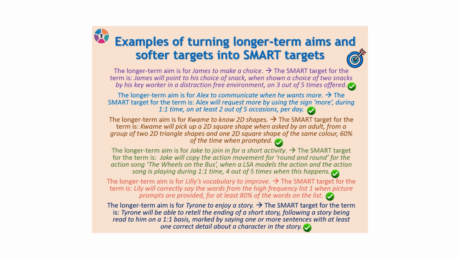The longer-term aim is for Tyrone to enjoy a story. The SMART target for the term is Tyrone will be able to retell the ending of a short story, following a story being read to him on a one-to-one basis, marked by saying 1 or more sentences with at least 1 correct detail about a character in the story.